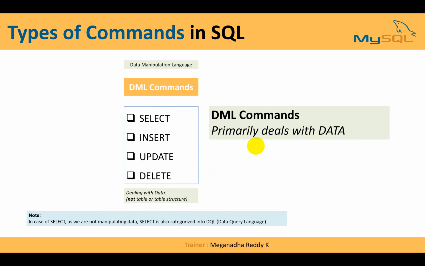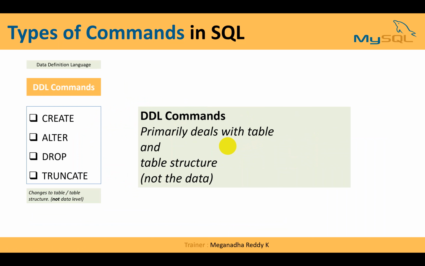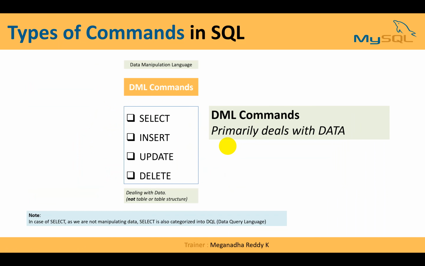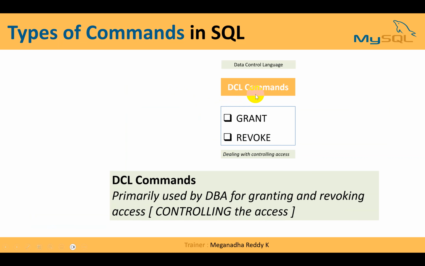So let's go back. DDL commands primarily deal with the table and table structure. DML commands primarily deal with the data and manipulating data. The next one we have is data control language. The commands are grant and revoke. When you join a project, your DBA, database administrator, will grant you the access. And when you're done with the project, he will revoke your access. That's why it's data control. Control means who will have the control, and that person will grant and revoke the access for you. That's why grant and revoke belong to data control language.